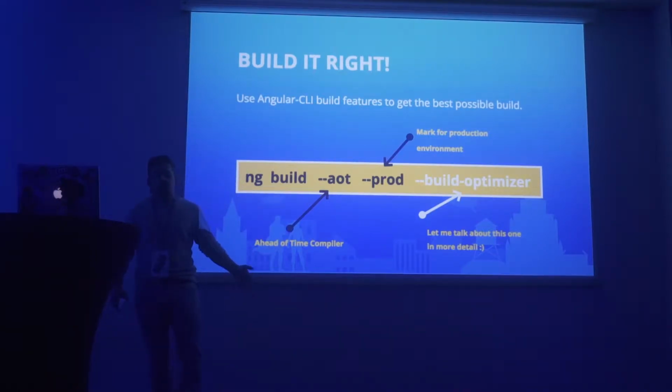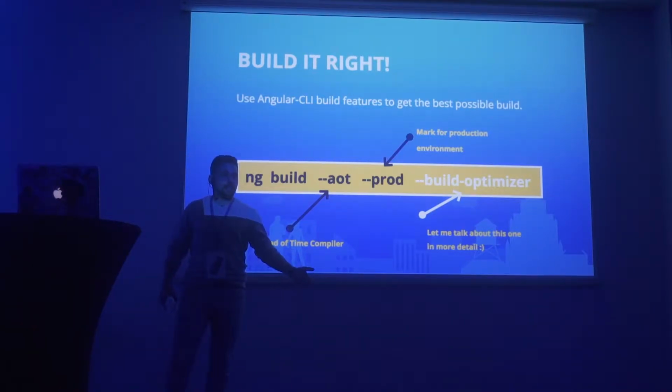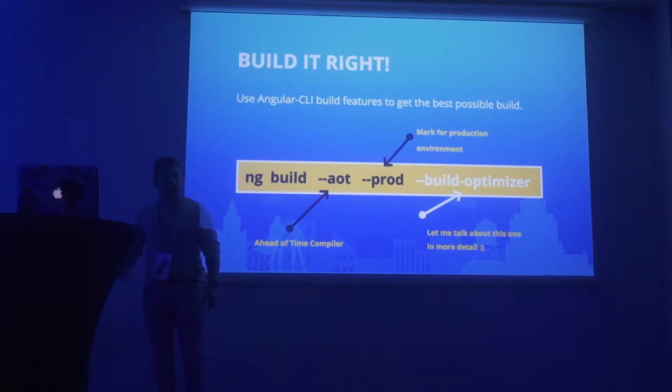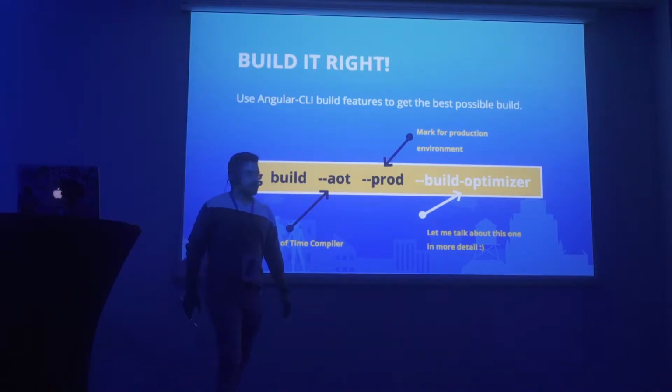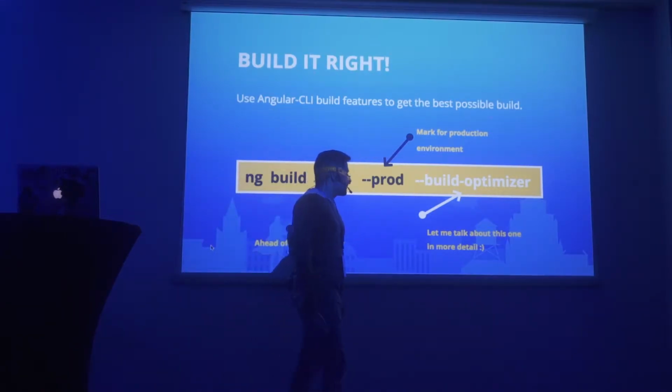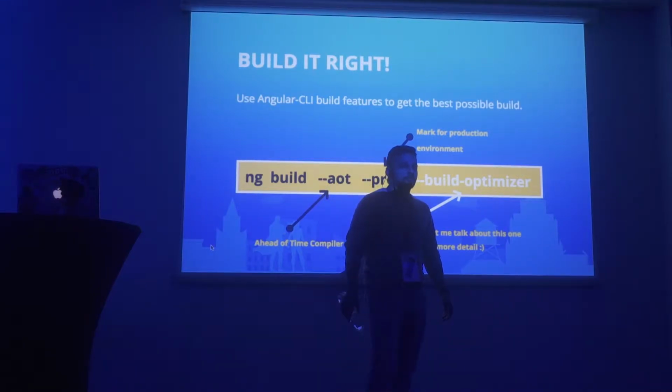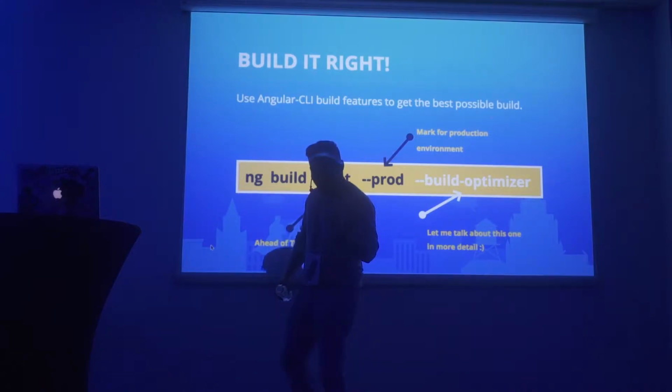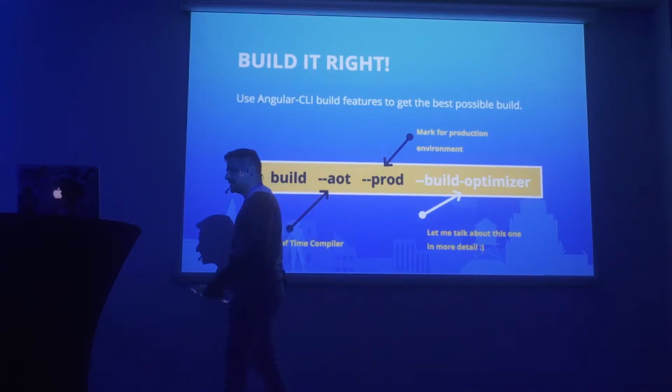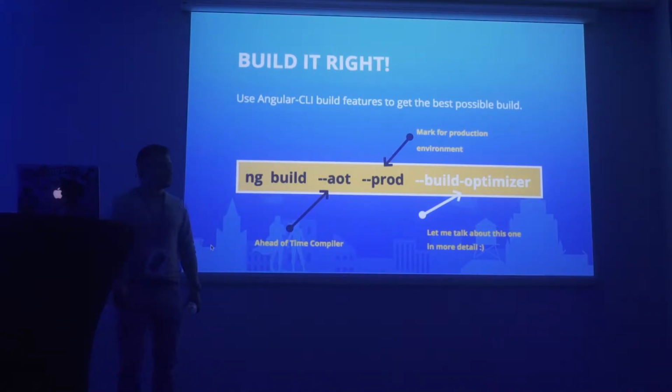So when you're building an application, ng build, --aot, I think they don't actually have to do that anymore, --prod, mark your environment for production, and there's a new feature too, --build-optimizer. Hands up who's heard of this one? Yeah, nobody. So this is the cool moment, right? This is the one cool thing you might get away with when you get home and you're going to try that.